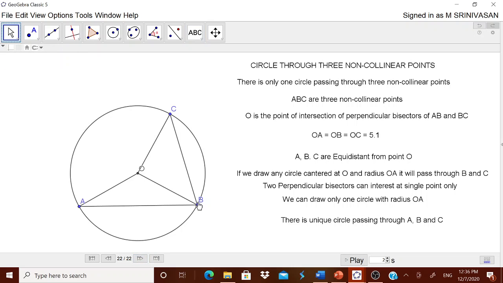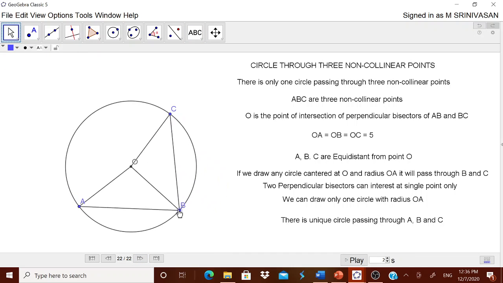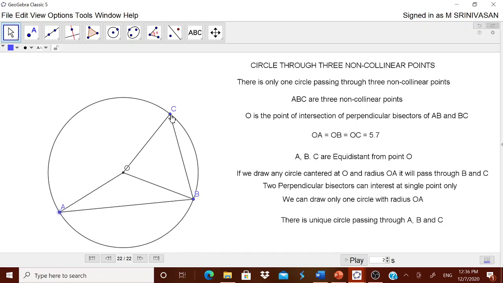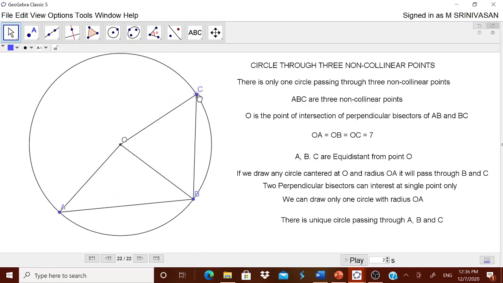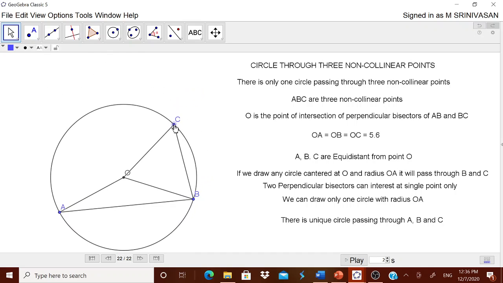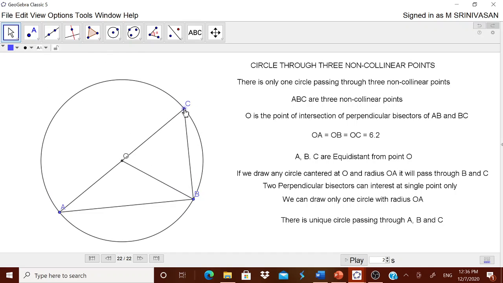Therefore, uniqueness. Now the child can come and pull it and push it. A can be moved, B can be moved, and C can be moved. They see that you have a unique circle, which is called the circumcircle of these three non-collinear points.